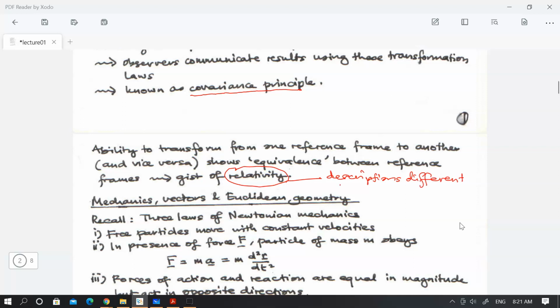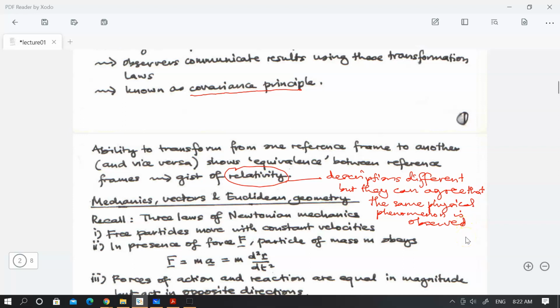but they can agree that it's the same physical phenomenon that has been observed. Okay, so the ability of jumping from one frame to another and then back and then to other different frames is essentially the idea of relativity.